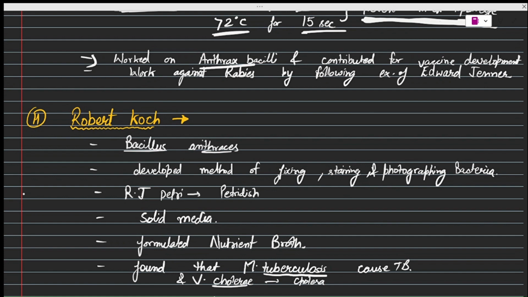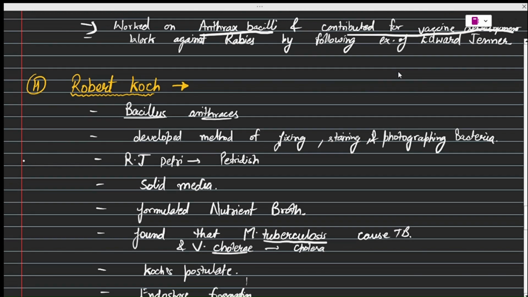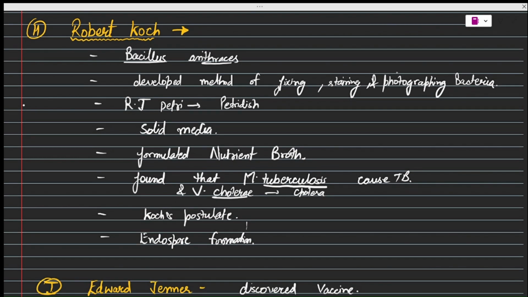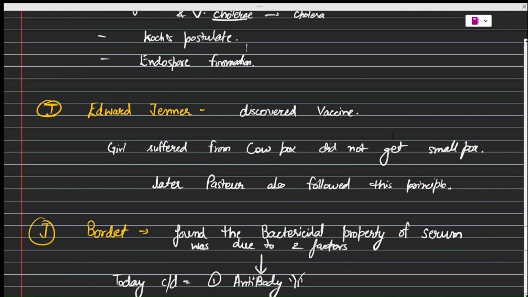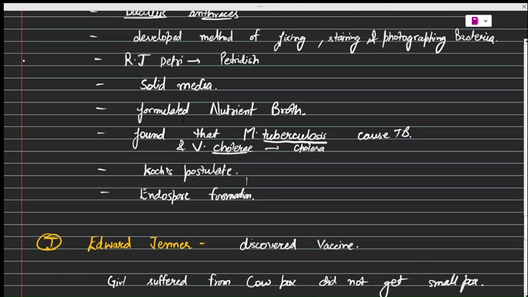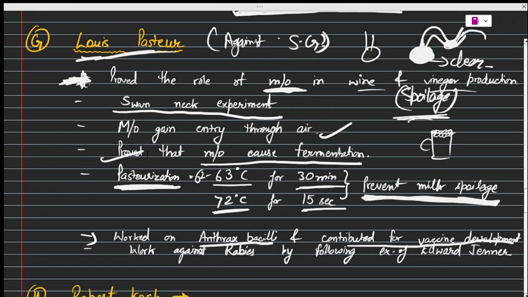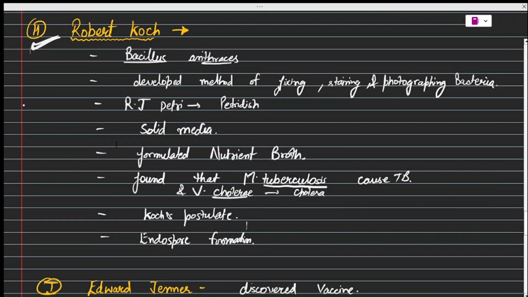Then he worked on anthrax bacillus and contributed to vaccine development. Okay, and he followed Edward Jenner and worked against rabies also by making a vaccine against rabies. Okay, then after Louis Pasteur came Robert Koch. But let me tell you, Edward Jenner worked around the same era as Louis Pasteur, and Robert Koch, as you all know, gave four postulates.